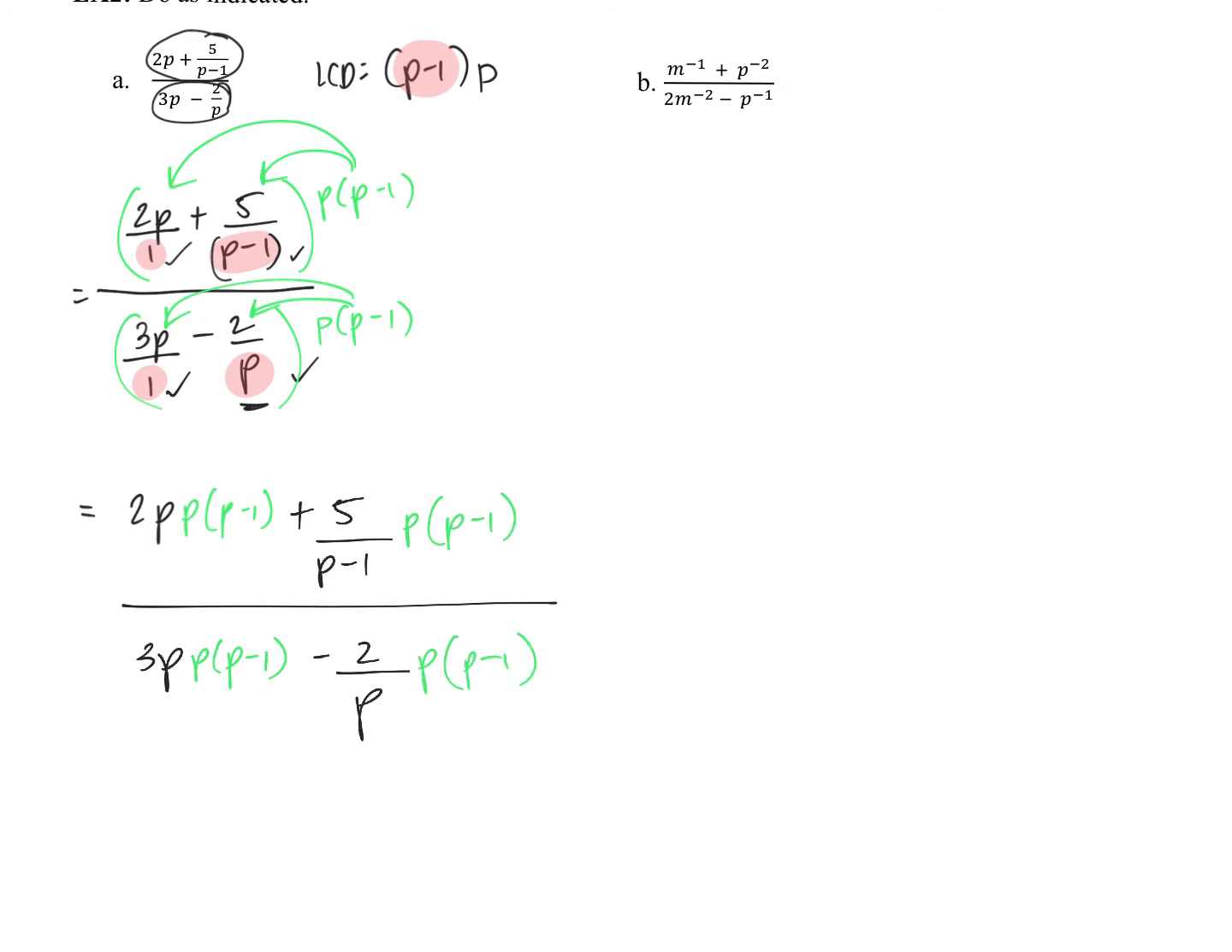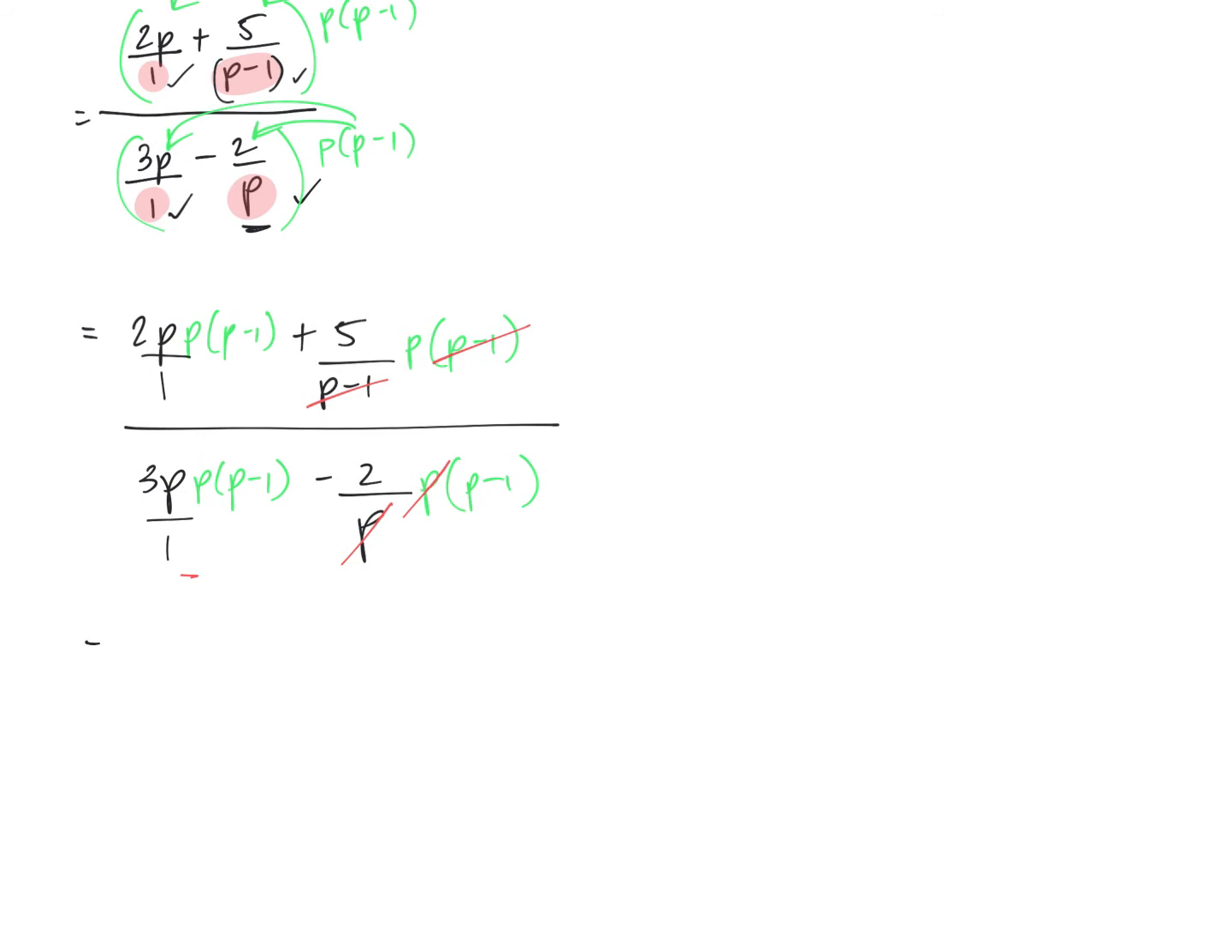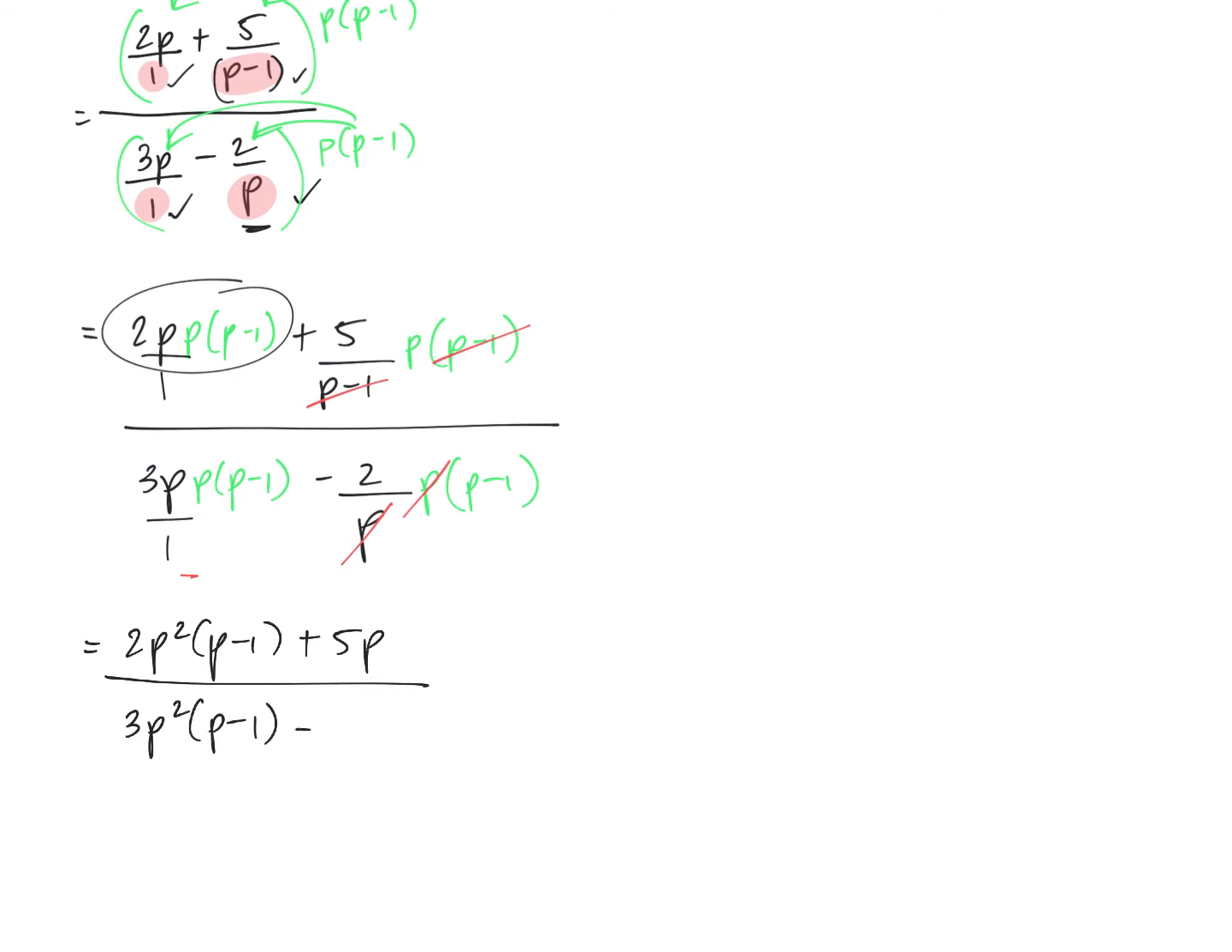Alrighty, nothing cancels in the first fraction, because remember that was just over 1, as well as that one. But in the other one, the p minus 1's cancel there, nothing cancels here, but those two cancel for that fraction. And do we cancel the mini fractions? Well, let's see. So we get 2p squared times p minus 1 plus 5p divided by 3p squared times p minus 1 minus 2 times p minus 1. And yes, the mini fractions are gone. Awesome.